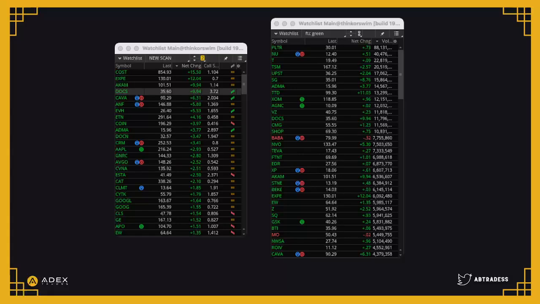The reason I sort the scanner by net change is because I want to see where those aggressors are, right? When we scanned this the other day, Costco had a really good day on Friday, right? Plus $15 move. That's kind of nuts. So I want to be able to know and be prepared for that.